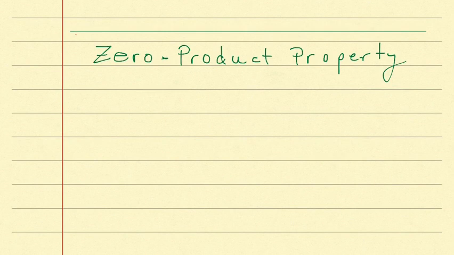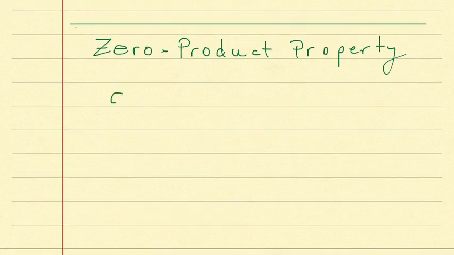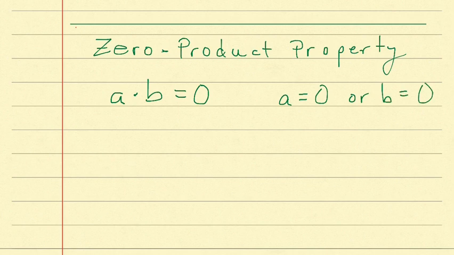The zero product property says that if I have two different numbers and I multiply them together and I get 0, that one or both of those numbers must be 0. Could be both. A could be 0, B could be 0. Or it could be one of them. A could be 395. If A is 395, then B has to equal 0, because the product of those two numbers is 0.